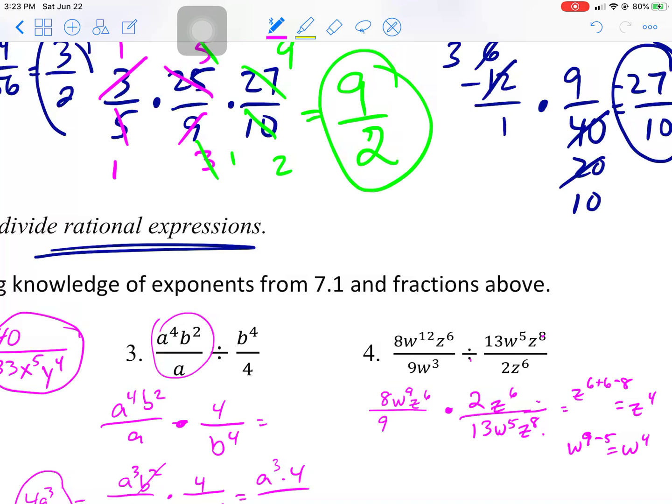So on top we have 2 times 8 is 16. And on the bottom we have 9 times 13. Put that in the calculator. I'm hoping that's 117 if I did that right. And then the z's were both, and the w's were positive. So that means they've got to go on top. So that should be the answer to that one. Okay? Make another video for the other one.